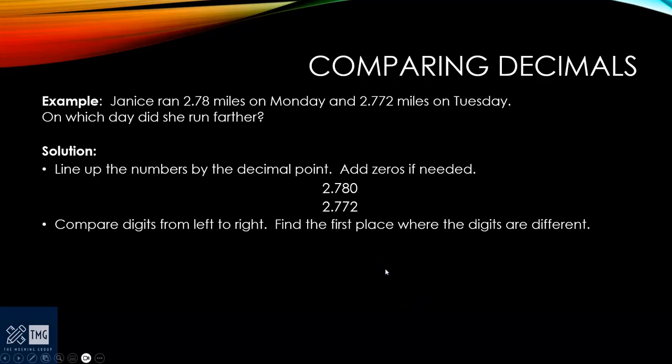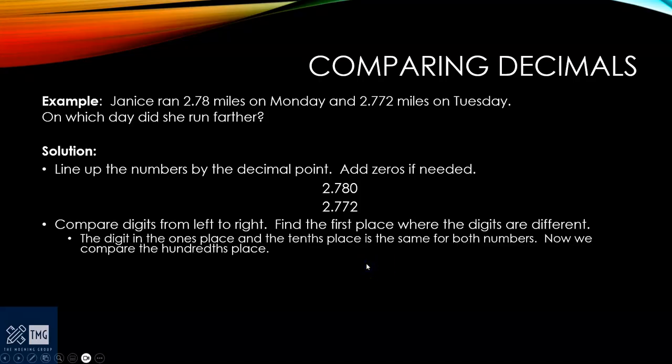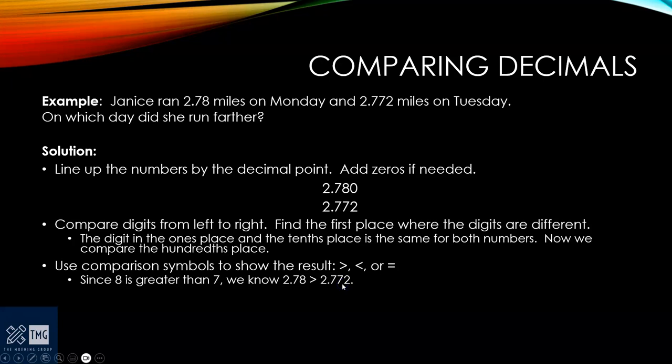Now let's compare the digits from left to right and find the first place where they're different. The digit in the ones place and the tenths place are the same. We have 2, then we have the 7. And then we look at the hundredths place, that second digit after the decimal point, and we see that 8 is greater than 7, and therefore that top number is bigger. So 2.78 is greater than 2.772. So which day did Janice run farther? Janice ran farther on Monday because 2.78 miles is greater than 2.772.